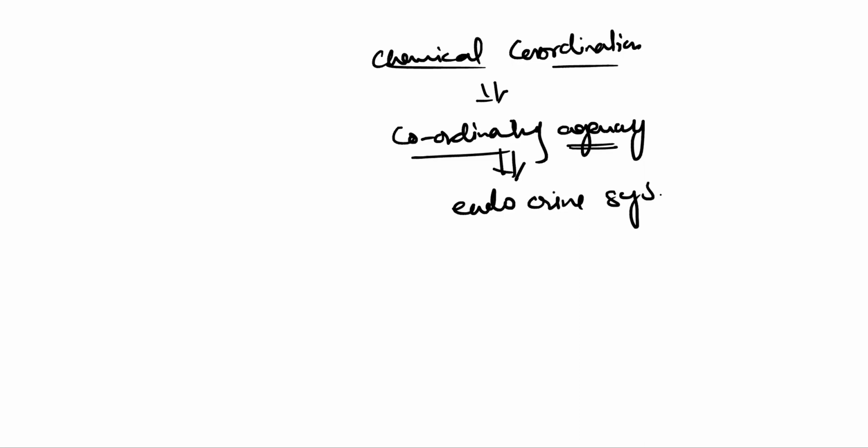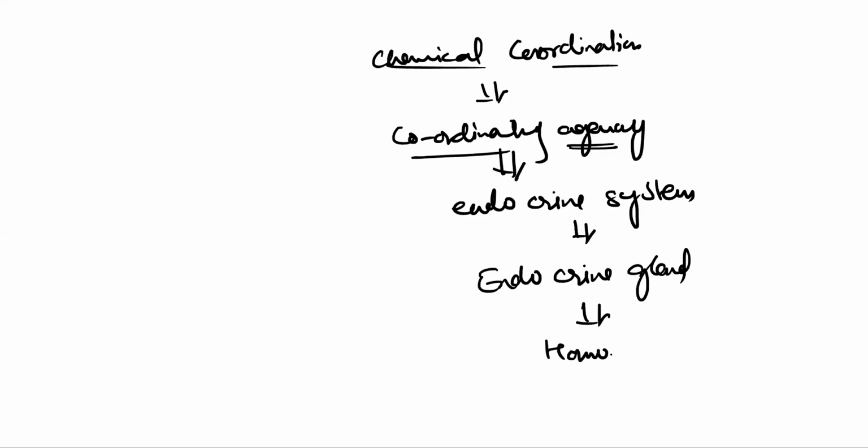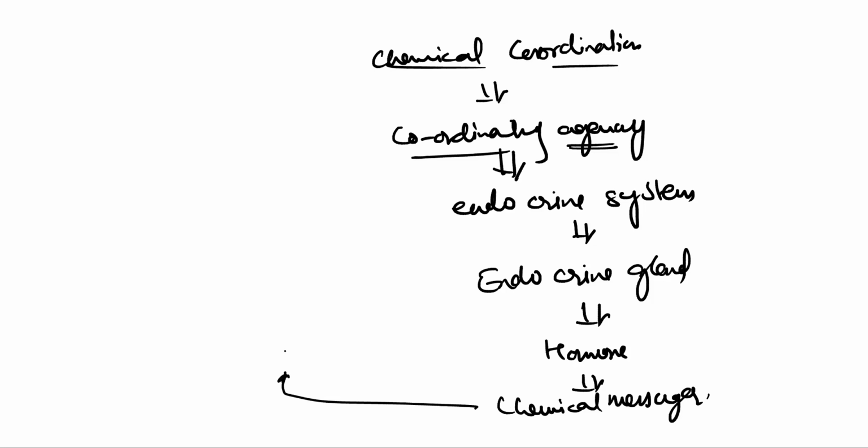Yes, the endocrine system. And this endocrine system consists of endocrine glands. And these endocrine glands secrete what? Hormones. And hormones are the chemical messengers. And what do these messengers do? They don't send signals to the brain. These chemical messengers, these hormones, are secreted directly into the bloodstream.